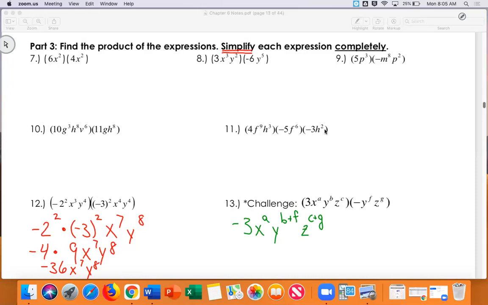Drew, you all good? All right. Drew, which one do you want me to do now? 11. Okay. So 11, I have 4 times -5 times -3. 4 times -5 is -20, times -3 would be 60. F, 9 plus 6, well, that's 15. H to the third times H to the second is H to the fifth.